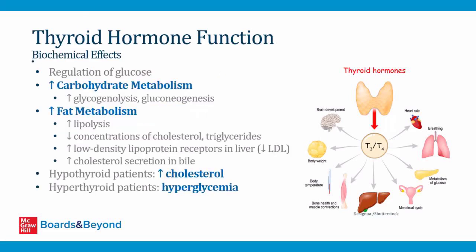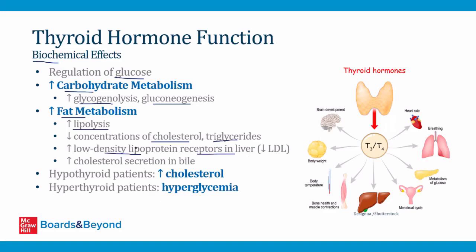There are a number of biochemical effects that thyroid hormone has. It's very important for regulating glucose. For example, thyroid hormone increases carbohydrate metabolism. There will be more breakdown of glycogen, that's glycogenolysis. There's also more gluconeogenesis, and both of these things can increase the serum glucose. Thyroid hormone also promotes fat metabolism, so there's more lipolysis when thyroid hormone is around. It tends to lower the concentrations of cholesterol and triglycerides, and one of the ways it does this is by increasing the number of LDL receptors in the liver.